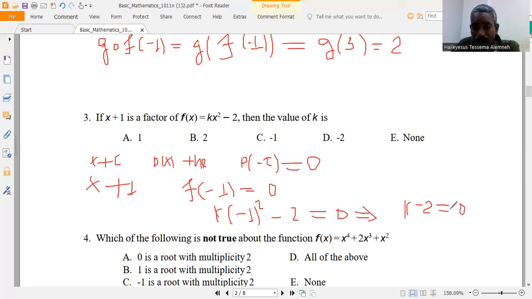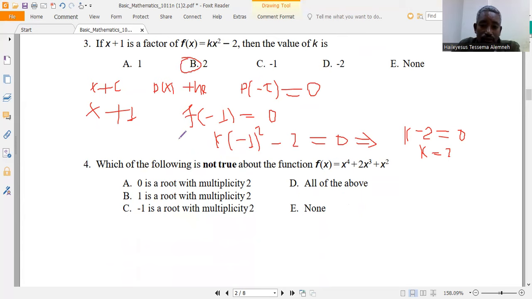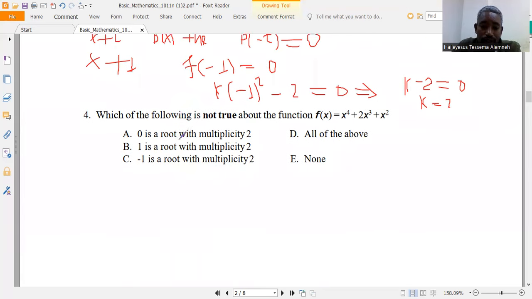So k is equal to 2. So the value of k is 2. We can see from the set of alternatives that B is the solution for this one.